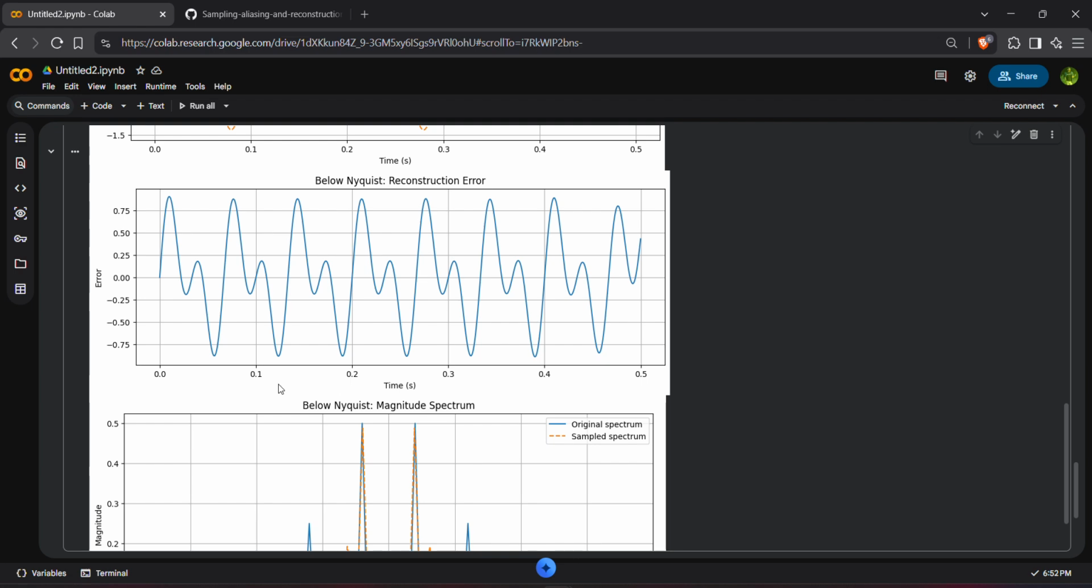However, there is an important point. If aliasing has already occurred, sinc interpolation cannot remove it. This is because aliasing causes information to be lost during the sampling process.